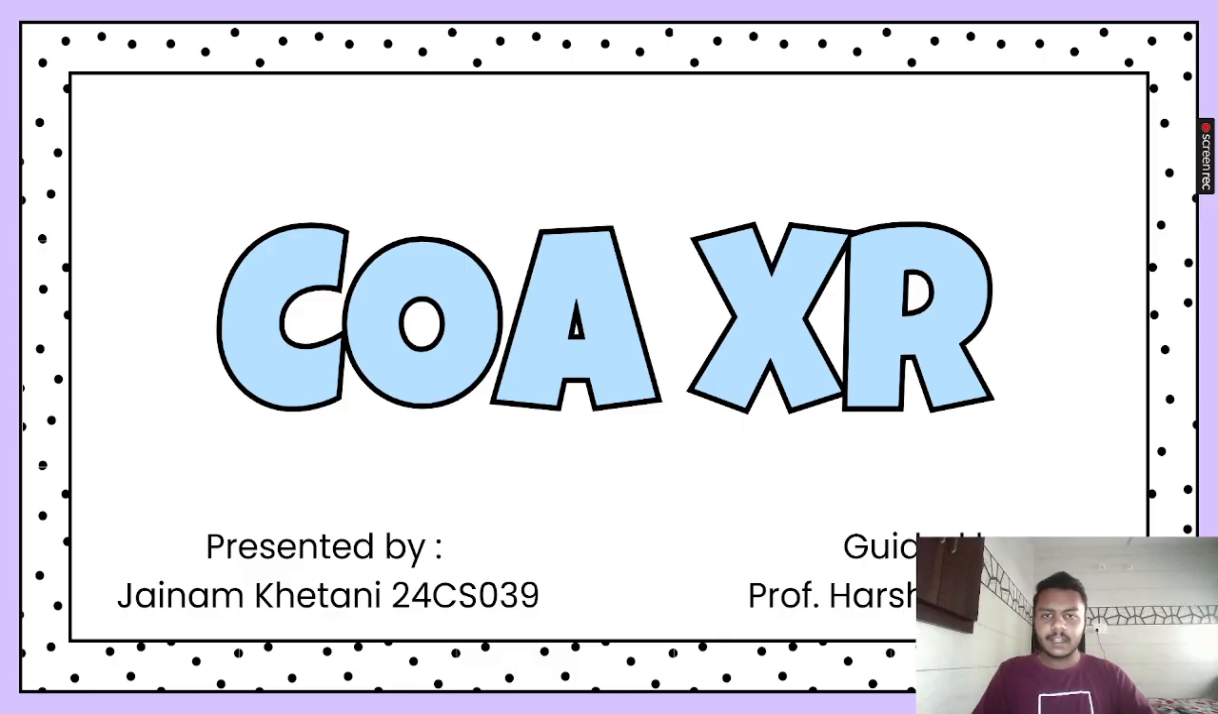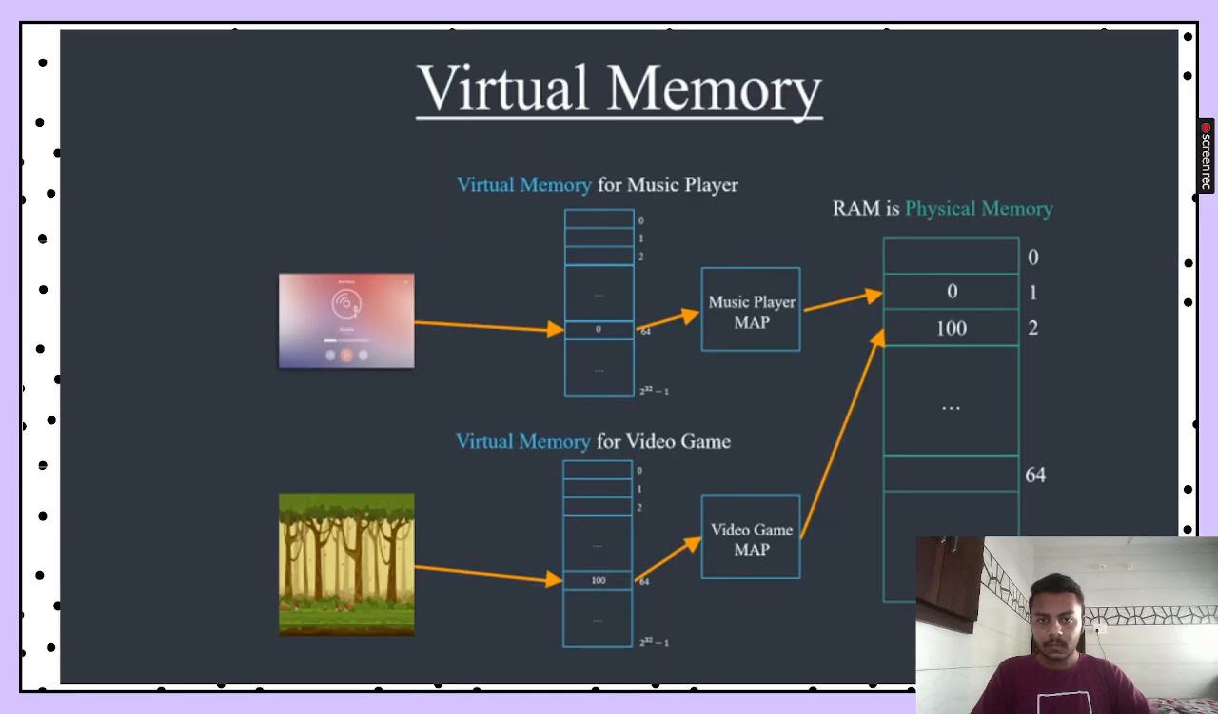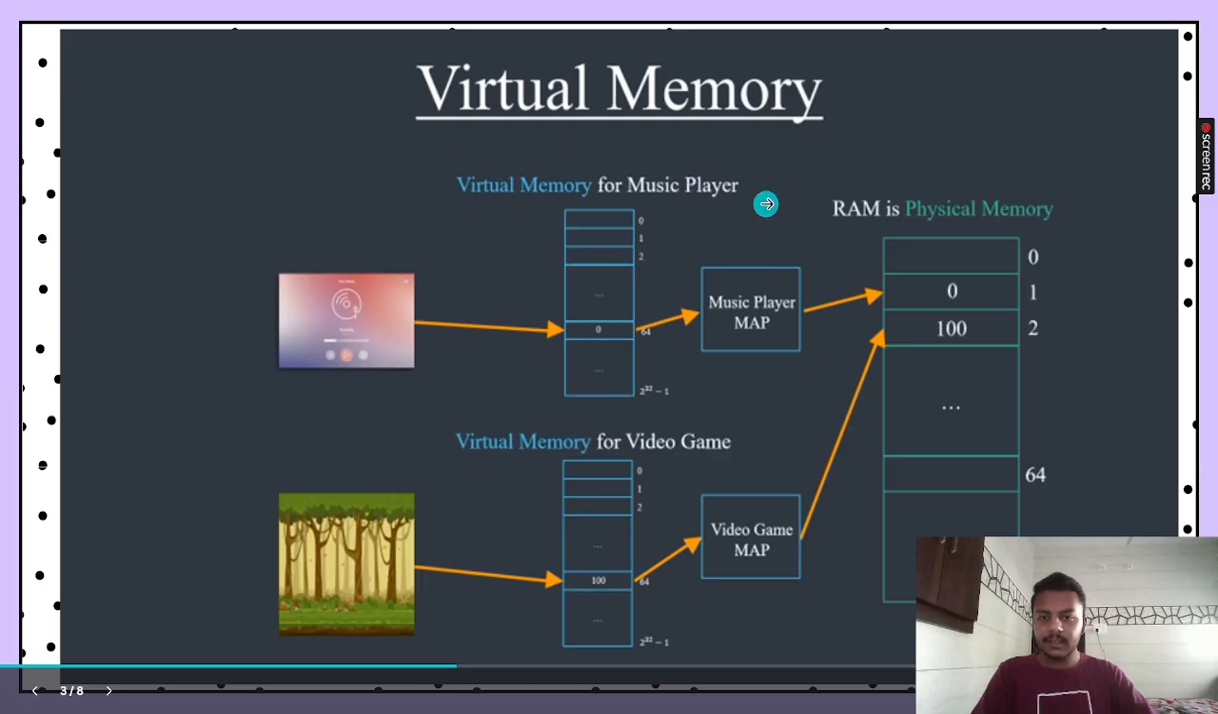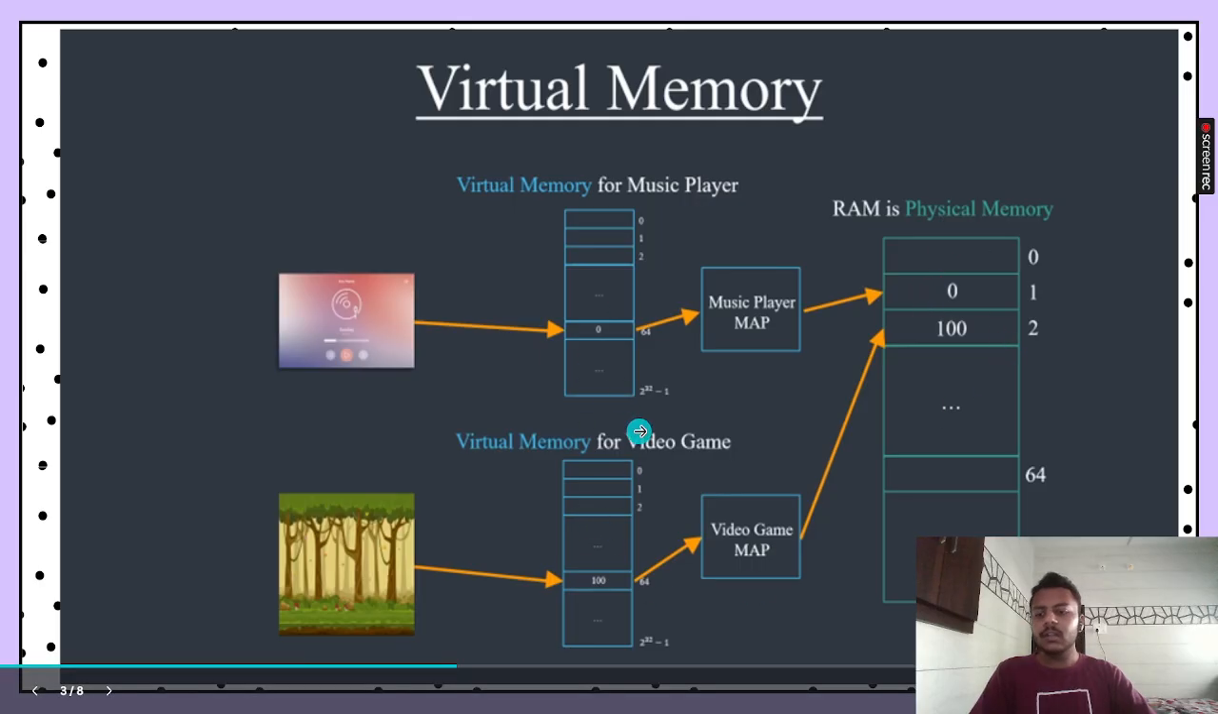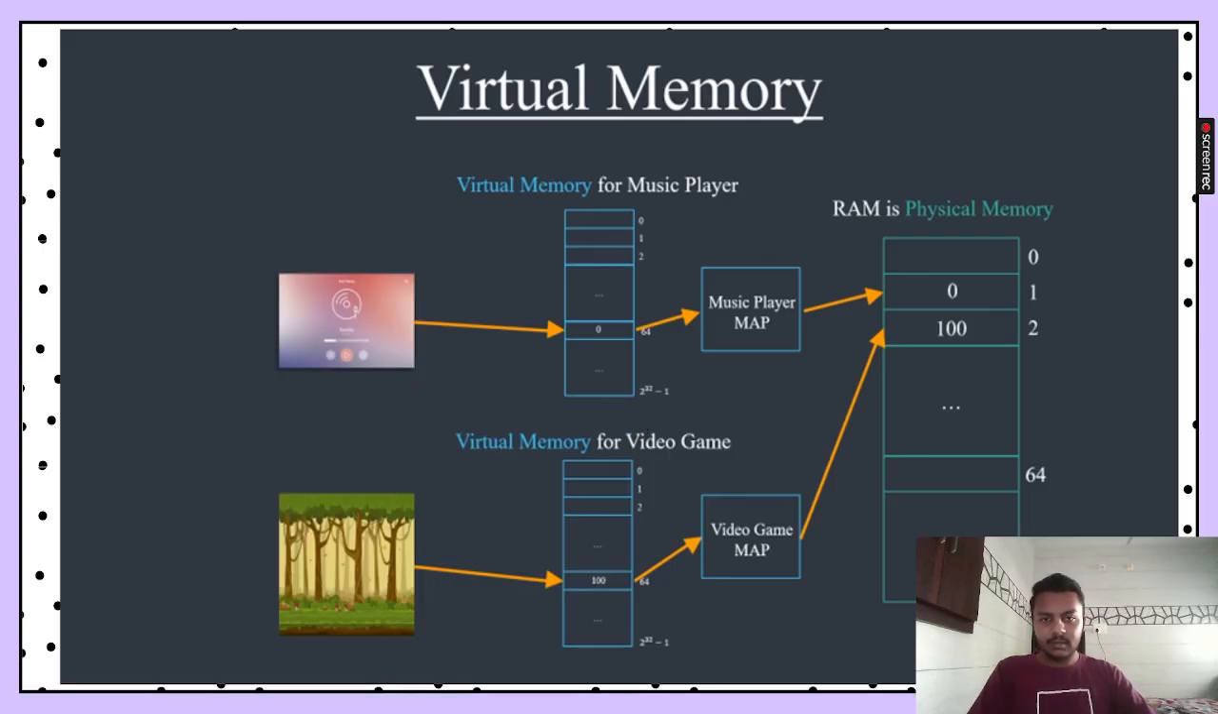So let's go for the basic idea. Suppose a program runs, the CPU does not directly generate the physical address. Rather, it generates the virtual address. Like we can show here, the virtual memory for music player and the virtual memory for video game. They both are mapped through some mapping technique to the physical memory. This is physical memory and this part is virtual memory. This translation of virtual memory to physical memory is known as address translation.